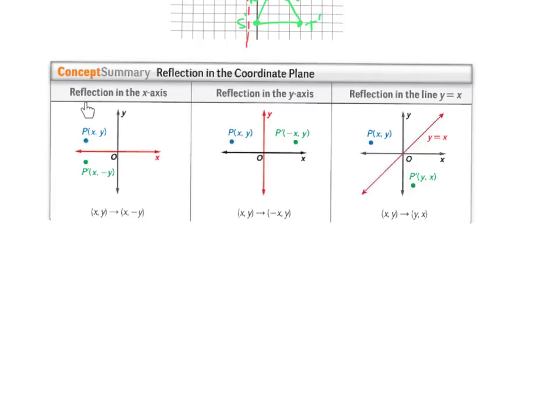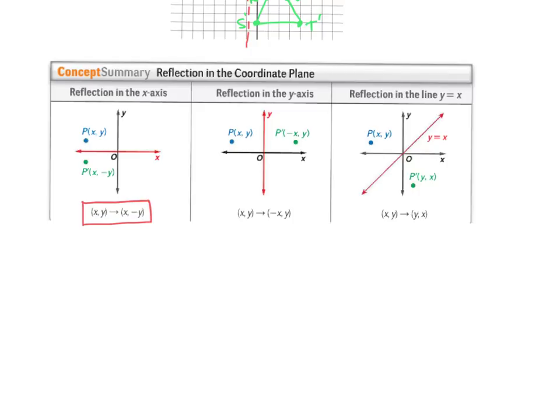But when we talk about reflecting in the x-axis, so for example, here's our point P, our pre-image point. If we reflect that in the x-axis or flip it over the x-axis, notice that its image point P prime has the same x value, but it's going to have an opposite y value. So in other words, when we reflect in the x-axis, any point (x, y) would become the point (x, -y).